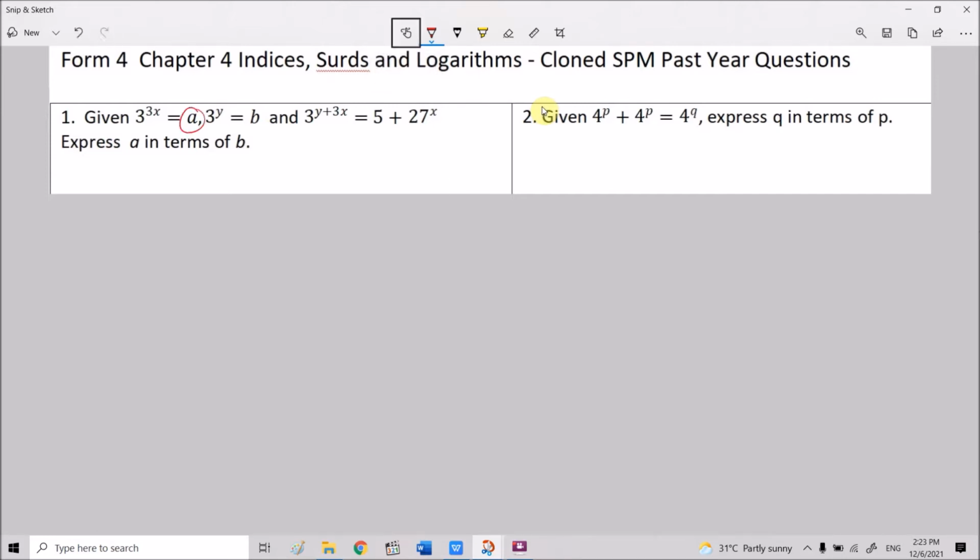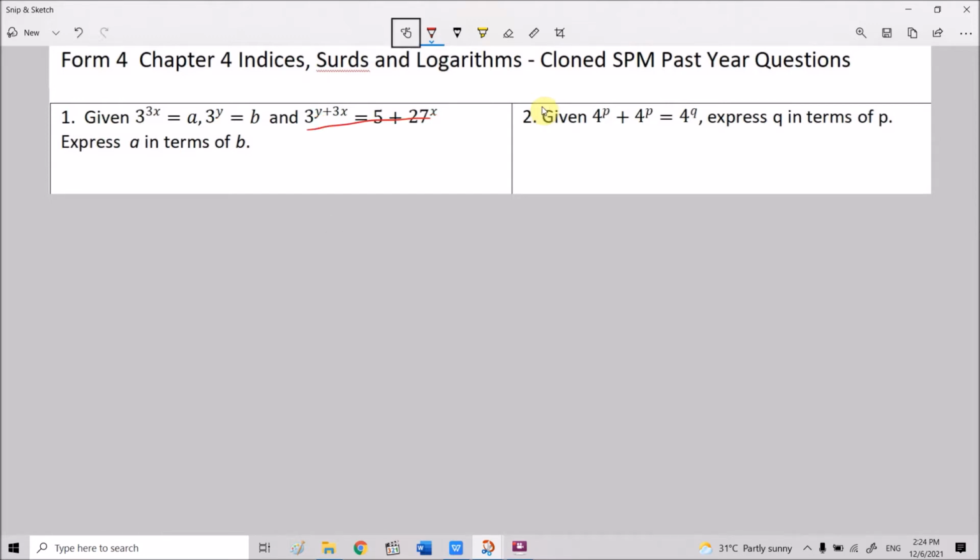We want to express a in terms of b, meaning a as the subject, in terms of b. There might be a b squared or b and so on. Notice that x and y are given here, but your final answer is a in terms of b. There is no x and y, which means in the process we are going to eliminate x and y.